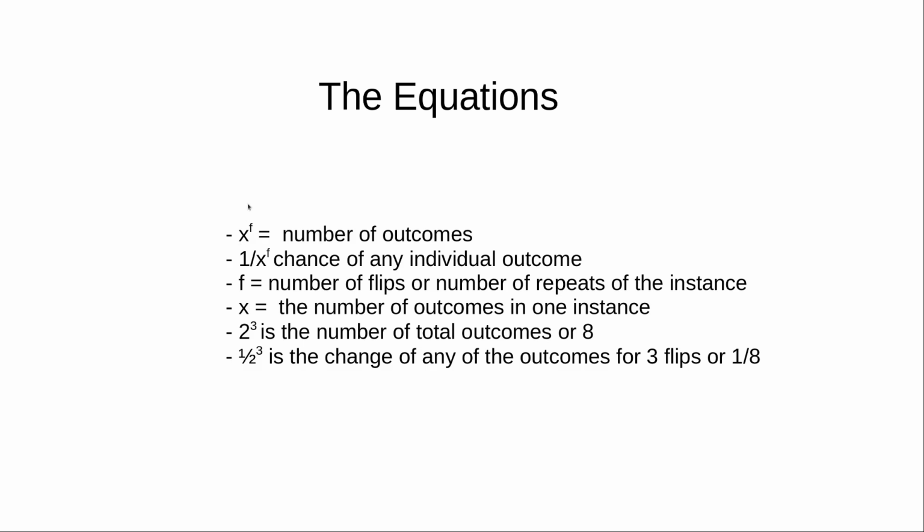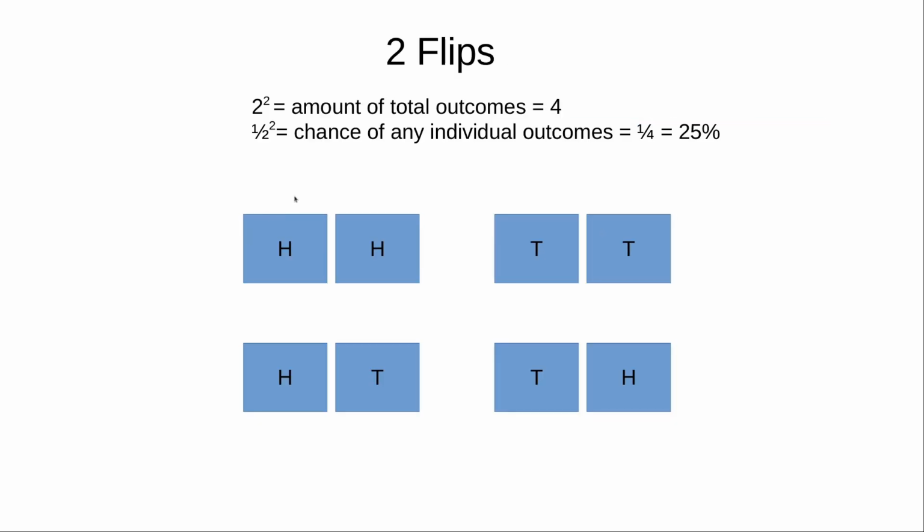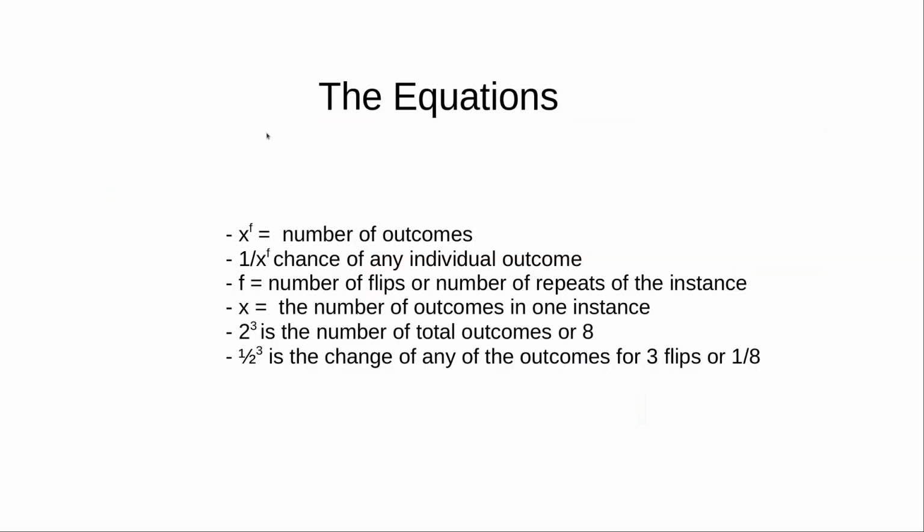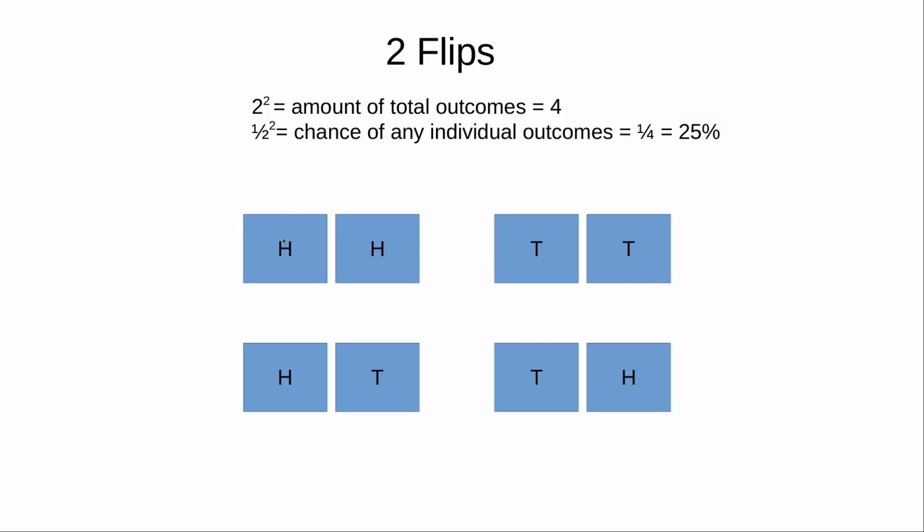And so it's x to the f, so 2 squared, 2 to the second, and that comes to 4, so 2 times 2, 4, and then you divide 1 by that number, so 1/4, 25%, or you can put it into 1 over x to the f, or in the double flip case, 1 over 2 squared.